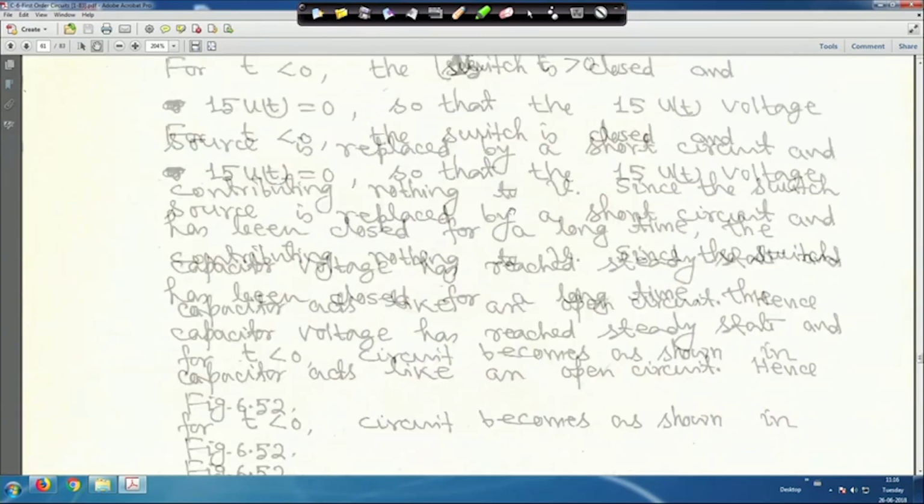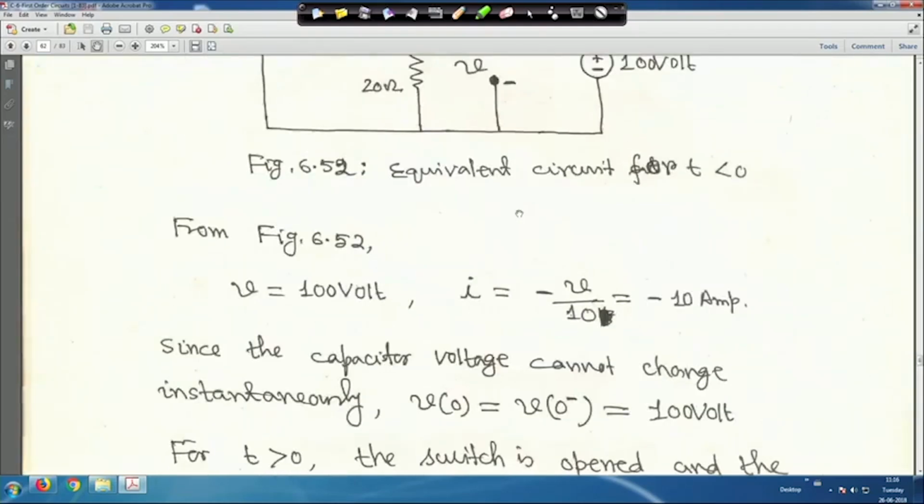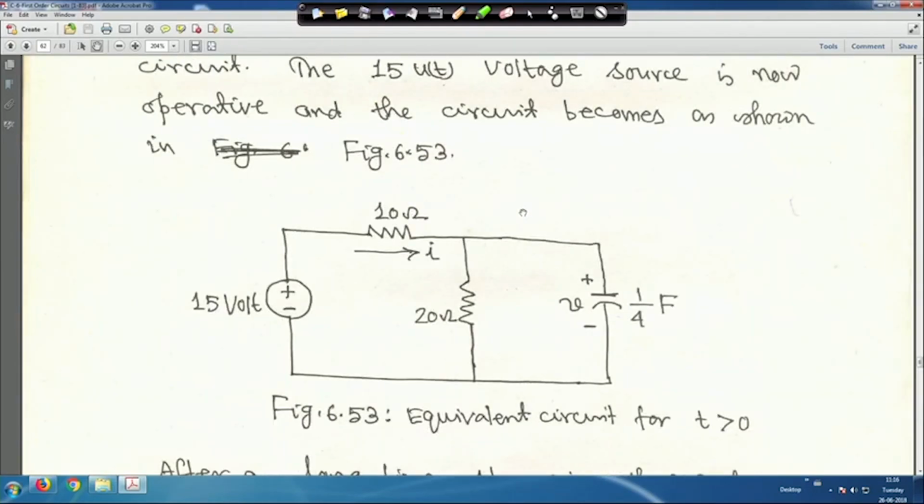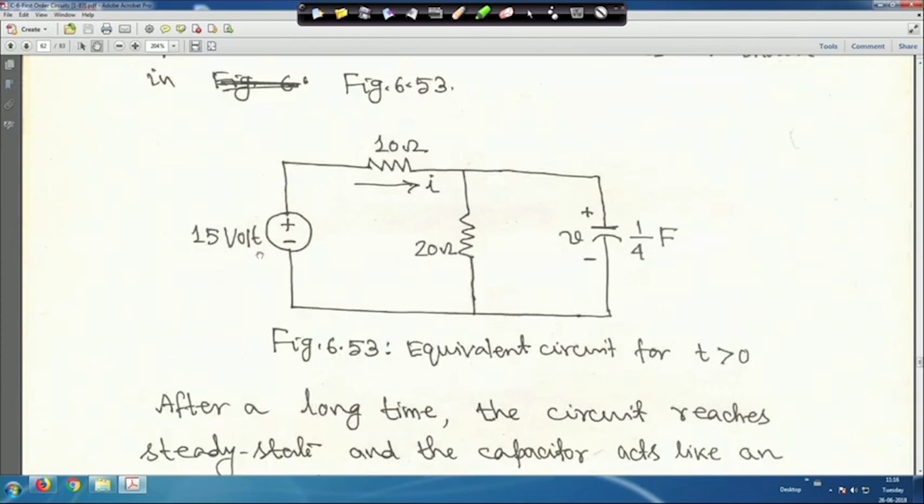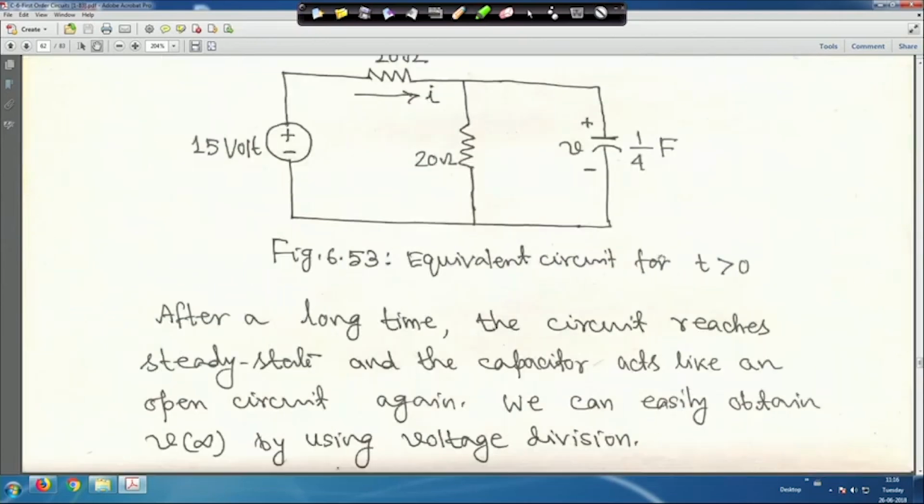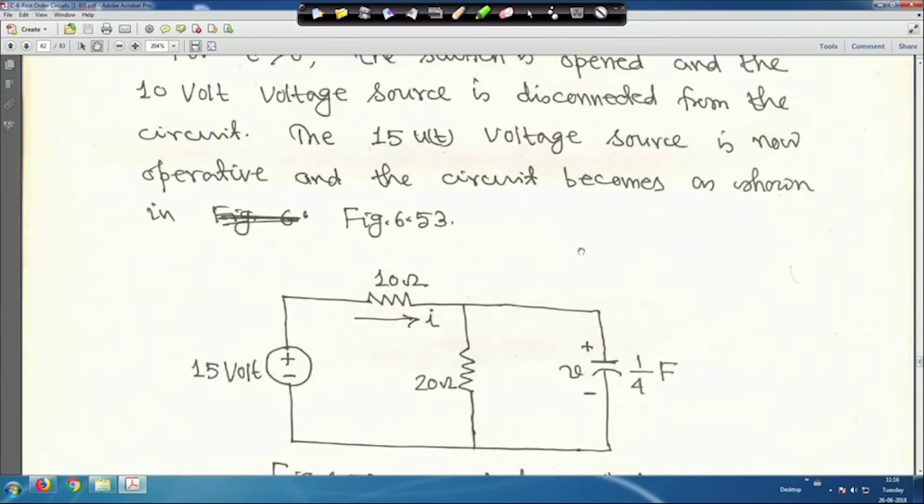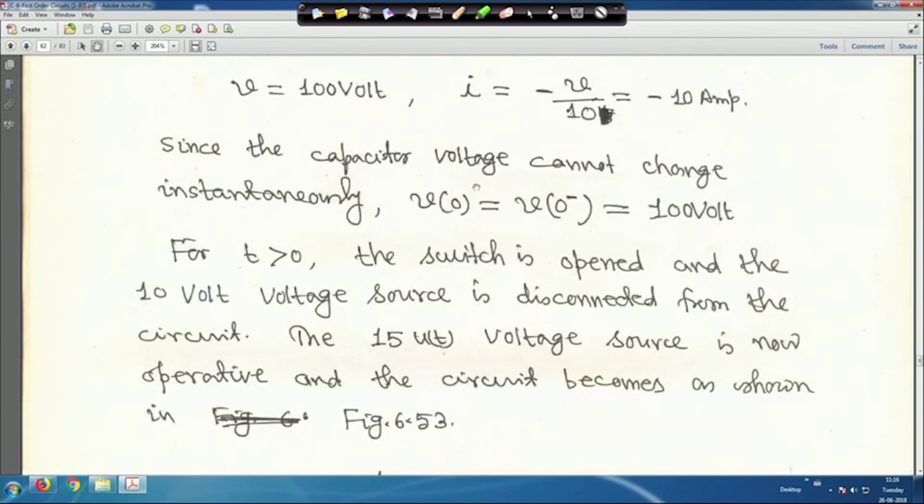So in that case what will happen, V0 minus is equal to V0 plus, that will be your 100 volt. So now in this case, the 15 volt source is there, and this is 10 ohm, and this is your V1 upon 4 farad. Now, after a long time, since the capacitor voltage cannot change instantaneously, V0 is equal to V0 minus, that is 100 volt.